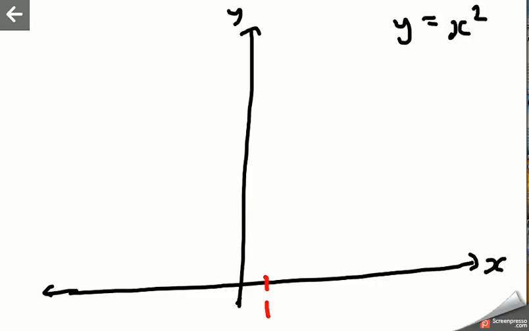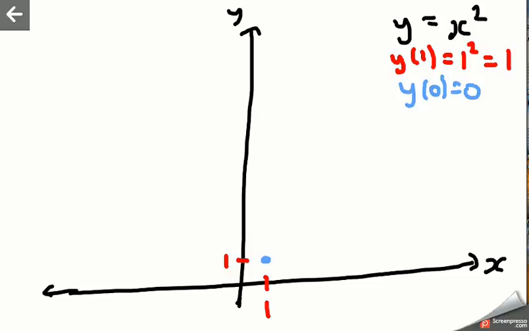When x is equal to 1, what is y? Well, y of x equals x squared. That means y of 1 equals 1 squared, which is equal to 1, because 1 times 1 is just 1. So when x is equal to 1, y is equal to 1. And that means that our graph, our parabola, goes through the point (1, 1). Also, when x is equal to 0, y is clearly equal to 0, because y of 0 equals 0 squared, which is 0 times 0, and nothing times nothing is still nothing. So 0 squared is 0, and our parabola goes through the point (0, 0).